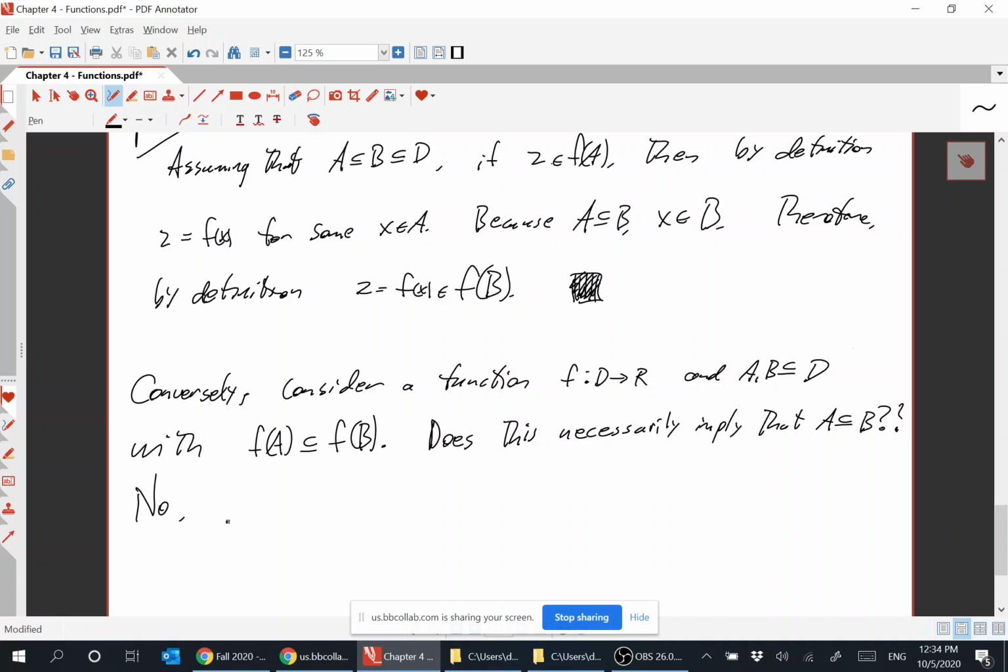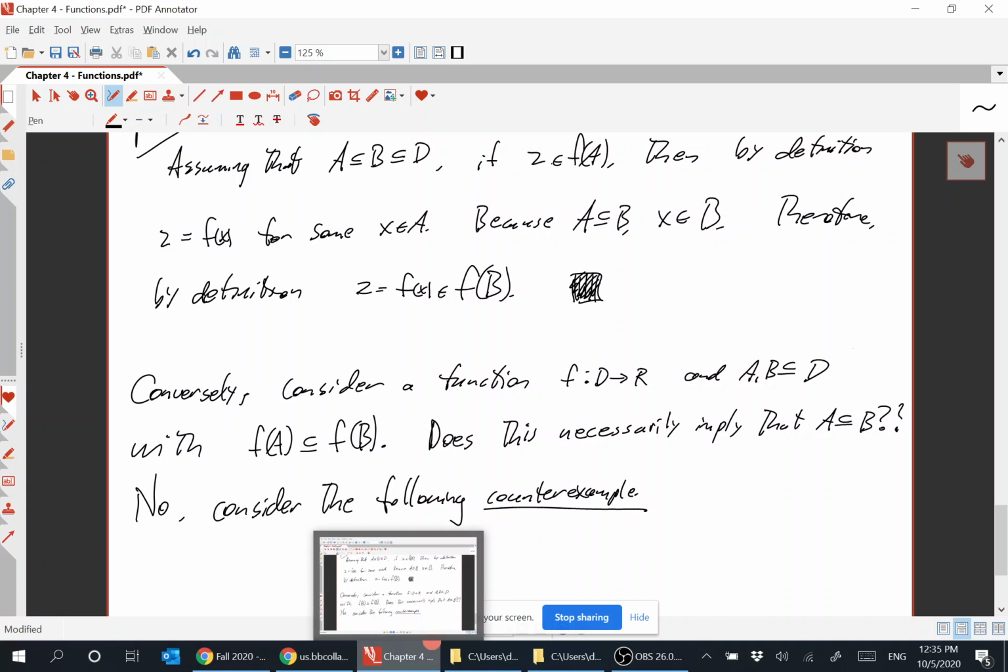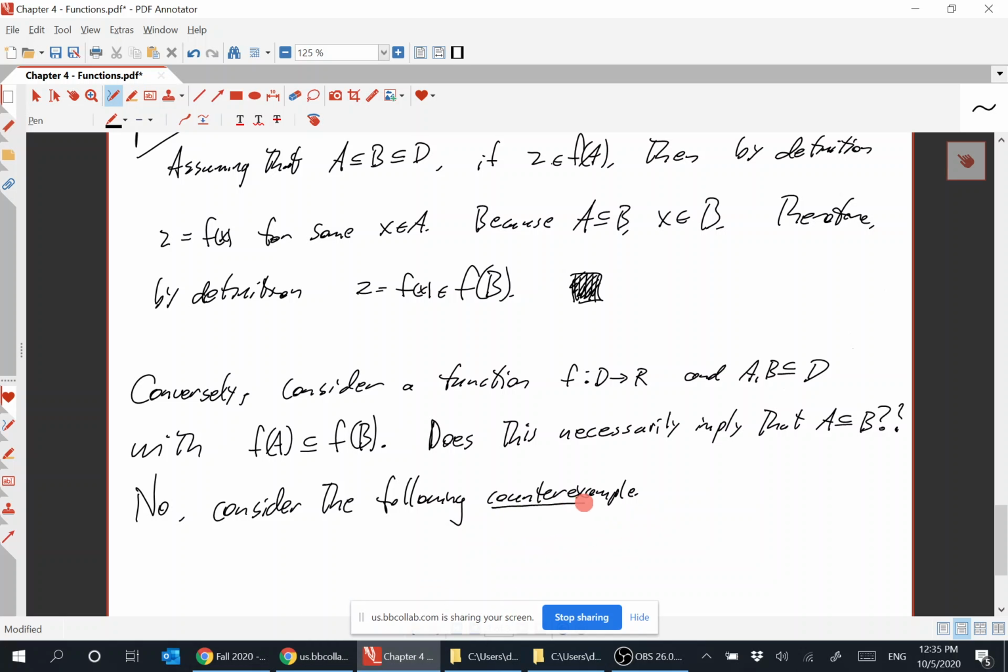The negation of always yes is sometimes no. Well, when no? For example, here, in this instance. Consider the following counterexample. A counterexample is the sometimes no for a universal statement.